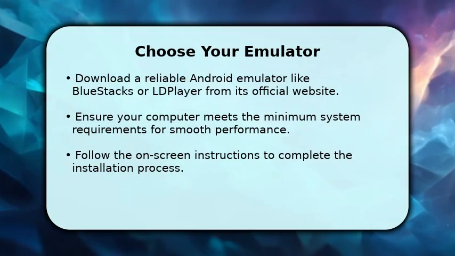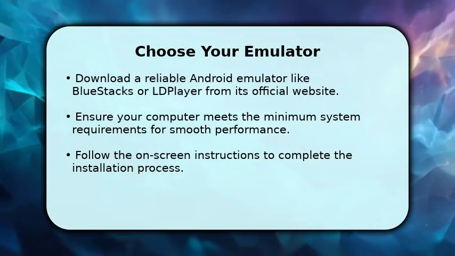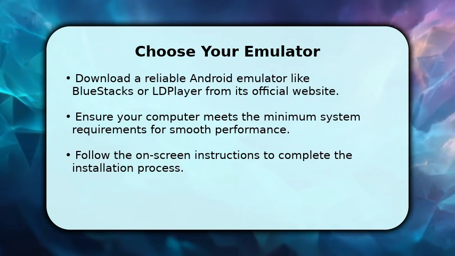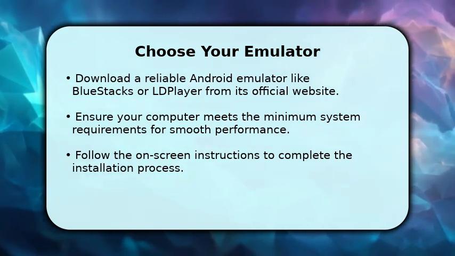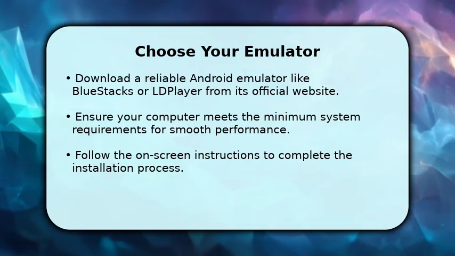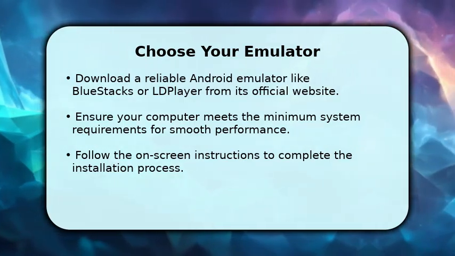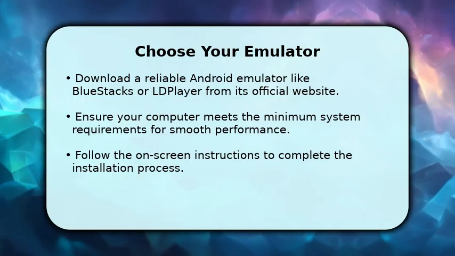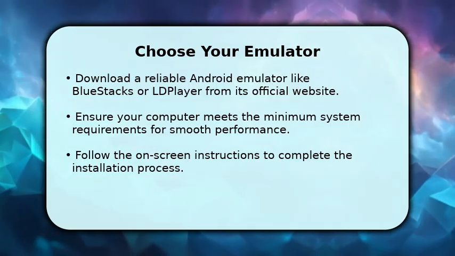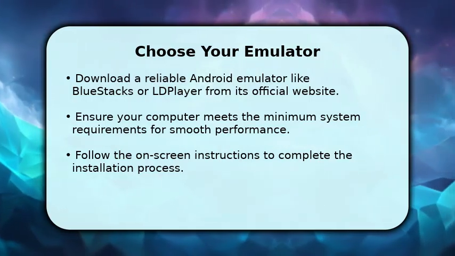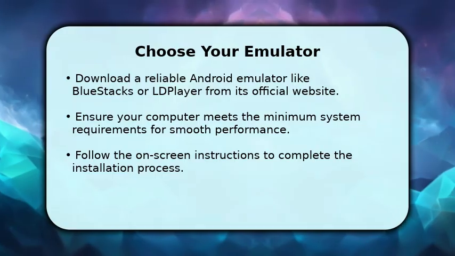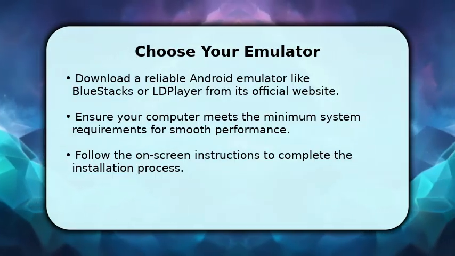To begin, you'll need to choose and install an Android emulator. Popular options include BlueStacks or LD Player, both known for their stability and performance. Visit the official website of your chosen emulator to download the installer. The installation process is straightforward. Simply follow the prompts, which usually take about 5 to 10 minutes. Make sure your PC has at least 4 GB of RAM for optimal performance.